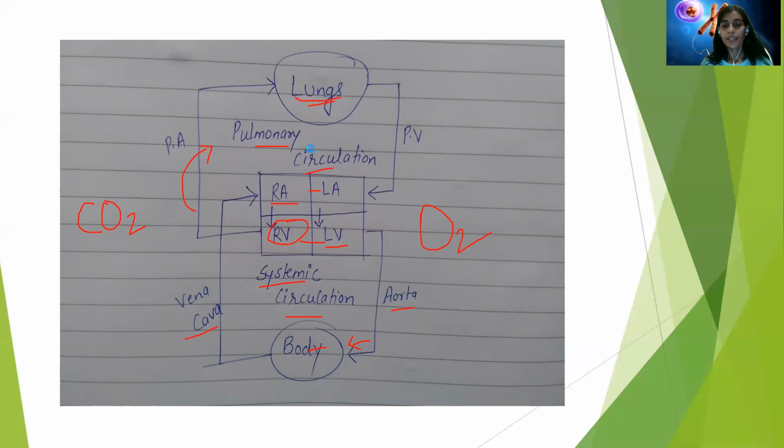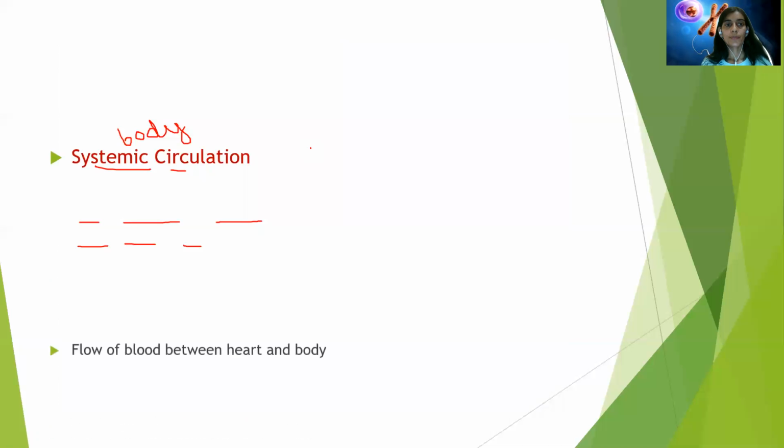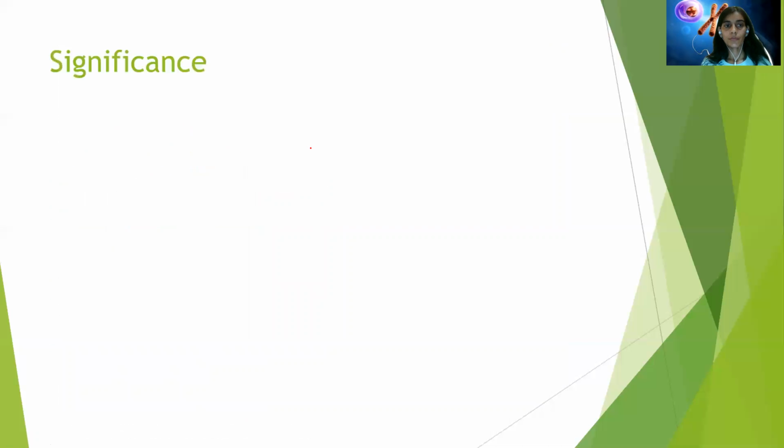Okay, next comes significance. What is the advantage? What is the importance of double circulation? Double circulation usually occurs in mammals and birds, right? Which have a four-chambered heart, and the four chambers are easily separated into the left and right side. There is a clear distinction between the left side, which has the oxygen-rich blood, and the right side, which has the carbon dioxide-rich blood.